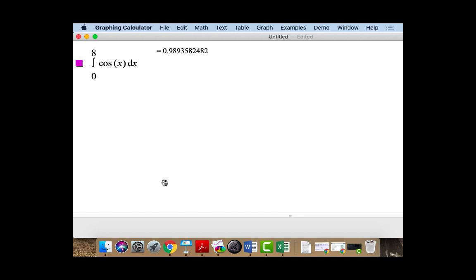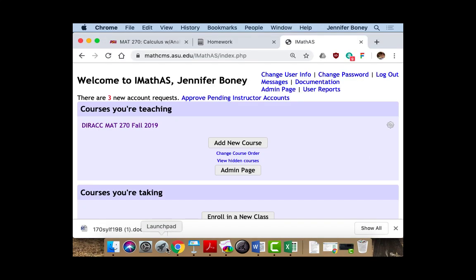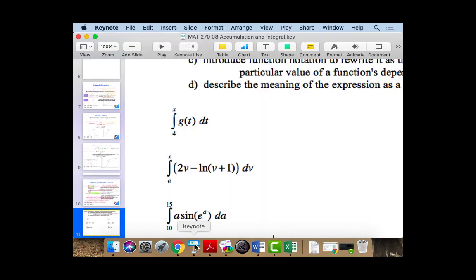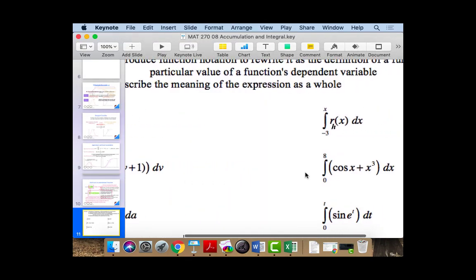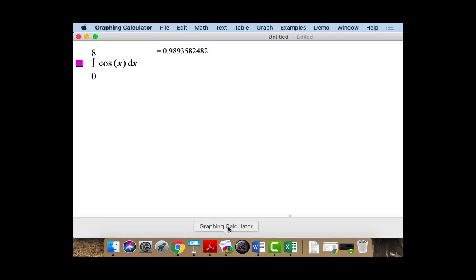Now it was actually cosine of something else. I forget what it was. Cosine of x cubed plus something, or cosine of x plus x cubed. All right. Plus x cubed. Oops, there we go. So this has this particular value.